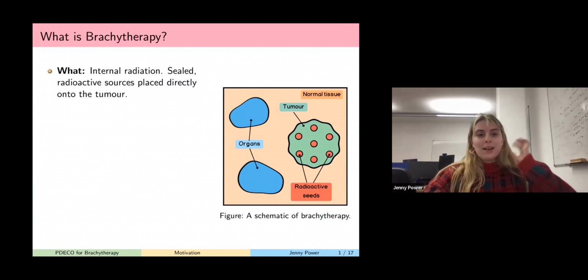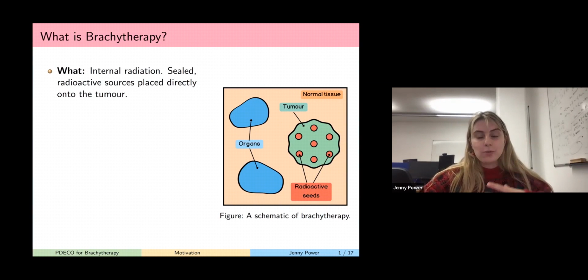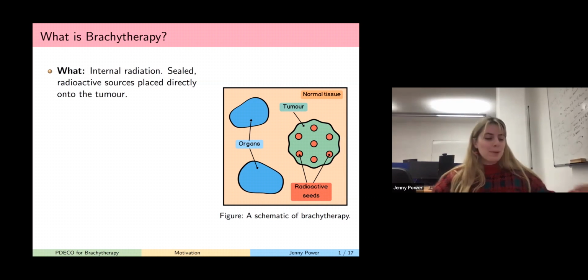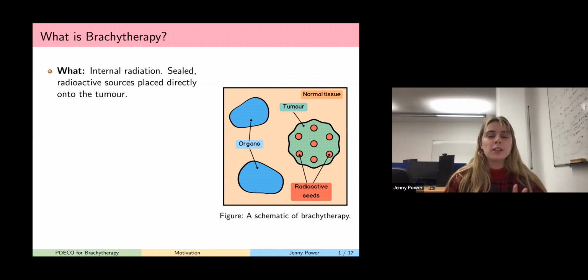Most of the time when people think of radiotherapy treatments, it seems to be the stereotypical external beam type of radiation. You have a clinician who targets the tumor from the outside with some sort of laser, and that is how the treatment works.